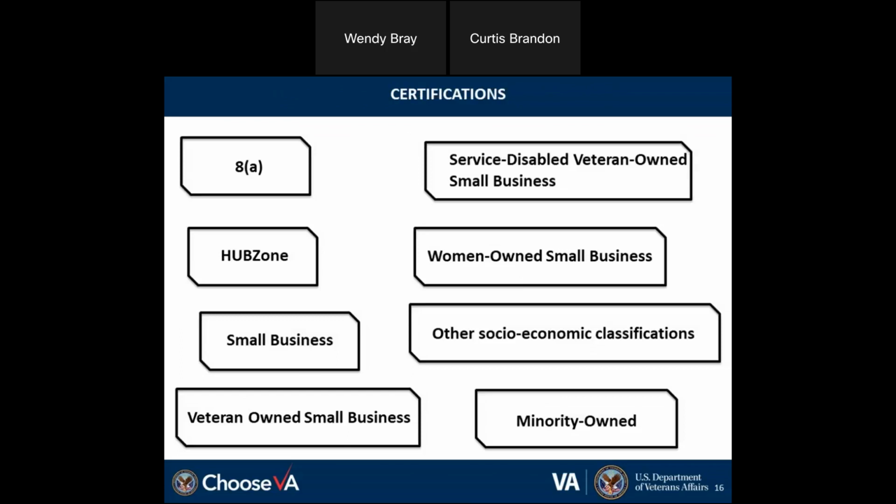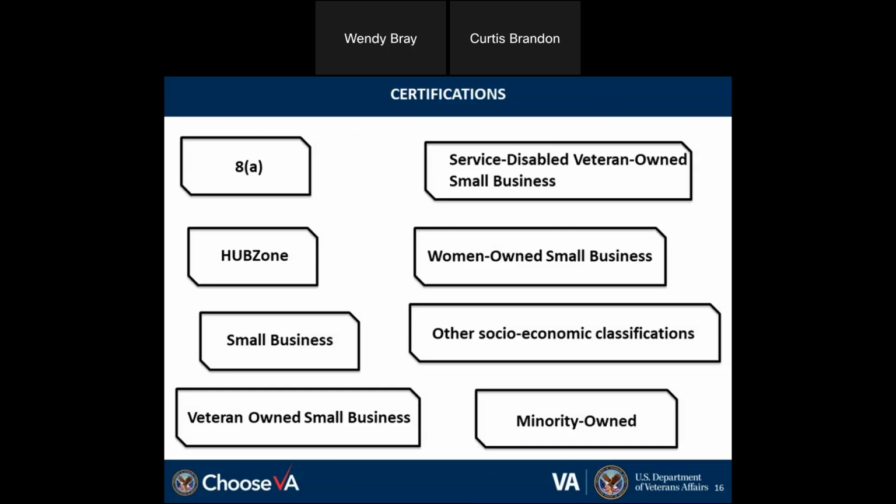Certifications. Are you currently certified as one of the other socioeconomic classifications, such as a woman-owned small business, HUBZone, 8(a), or veteran-owned small business? The buyer uses these types of verifications and certifications to identify if a small business is qualified to be awarded a contract, especially if the solicitation is set aside for a specific socioeconomic classification.